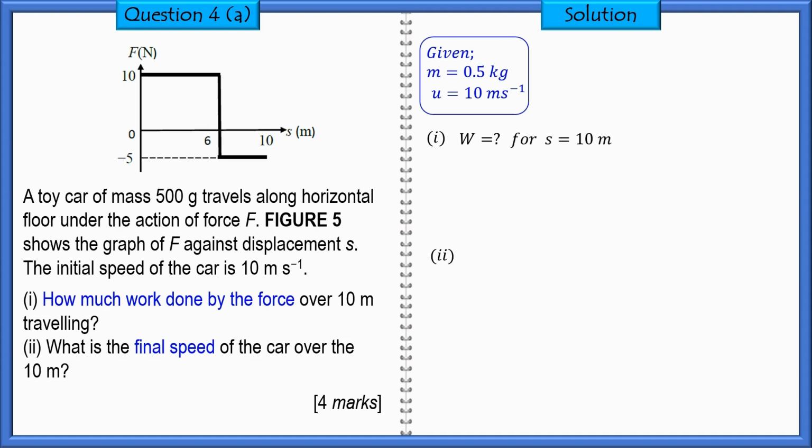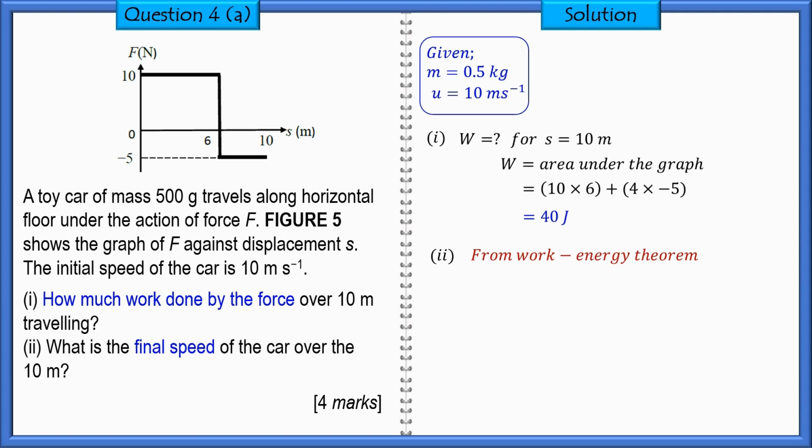To calculate the work done by the force, we refer to the graph of F versus S. From the graph, the work done is represented by the area under the graph. Because of that, when you calculate the area under the graph, you will get that the work done by the force is 40 joule. Question number 2. What is the final speed of the car over 10 meters?